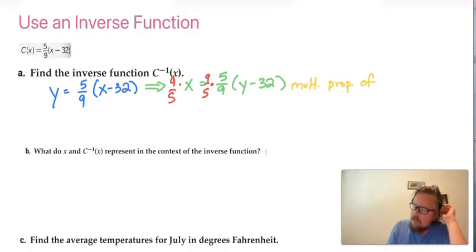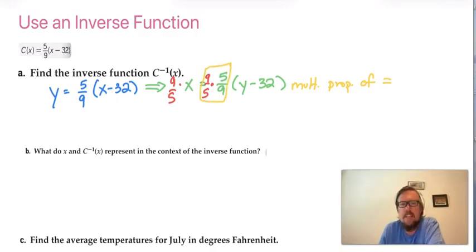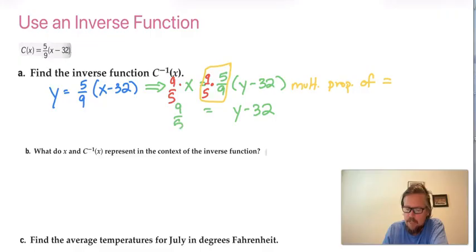Why is multiplying by the reciprocal going to help us? Well, it's because 9/5 times 5/9 is multiplying by the inverse, which is going to give us 1. So over on that side, we're going to have now just y minus 32. The 5/9 is going to go away. Over here on the other side, we have 9/5 x. So now we don't have to do distributive property. The thing we were going to have to distribute is now on the other side.